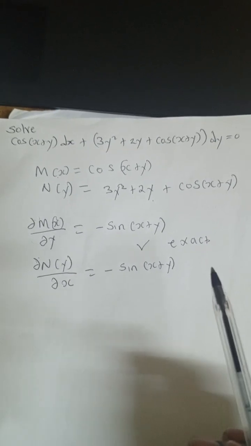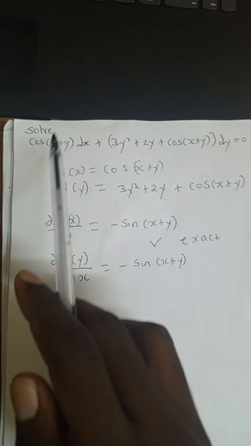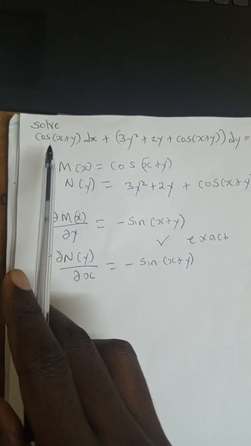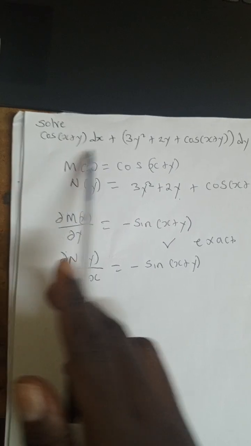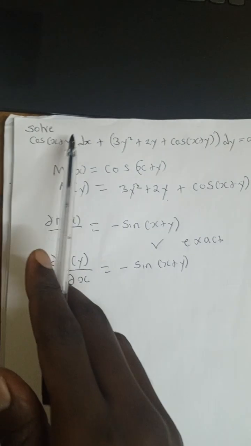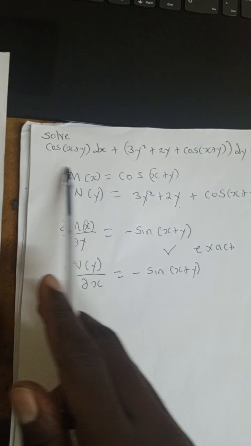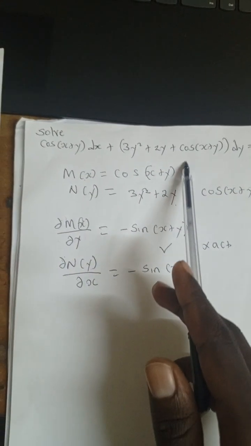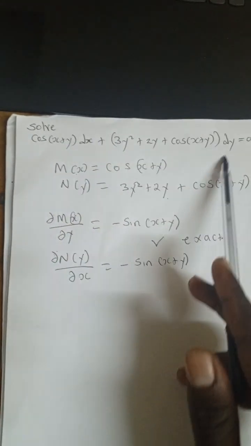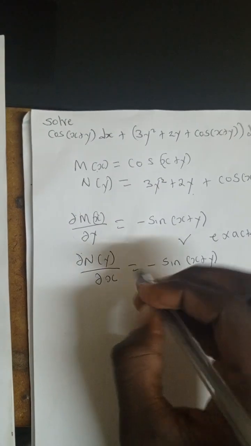Now, let's solve it. Since we have proved that it is exact, let's solve this. The way we can solve this, you are going to pick either the function of x, M of x, or the function of y, N of y. For me, I will go with M of x. Why? I'm seeing it's a less complicated function as compared to this. So I'll go with the smaller one.